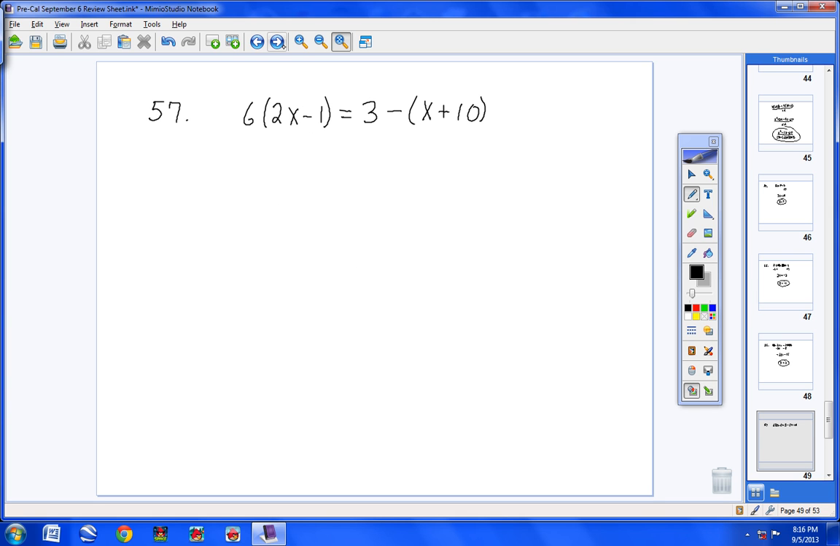And that is the correct answer. All right, number 57, notice none of your x's are squared, so you do not have a quadratic. So we're going to simplify both sides as far as we can.